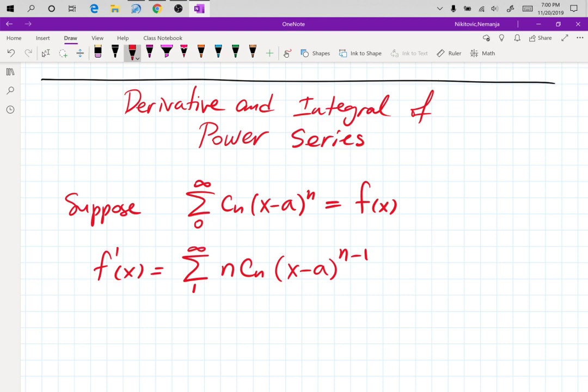And why is that so? Well, remember what derivatives do. They kill the constant term. In your power series, the first term was a0 or c0, and then the next term was c1x, right? That term is killed right there, which messes things up.